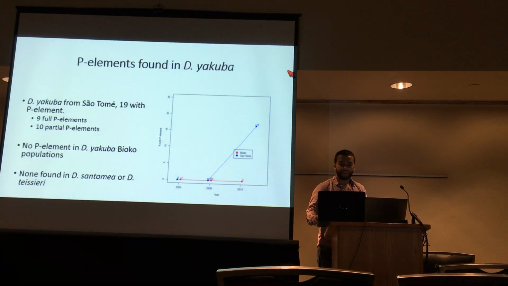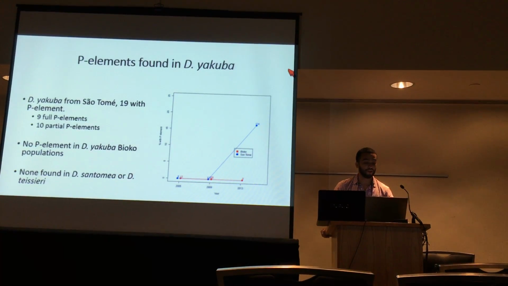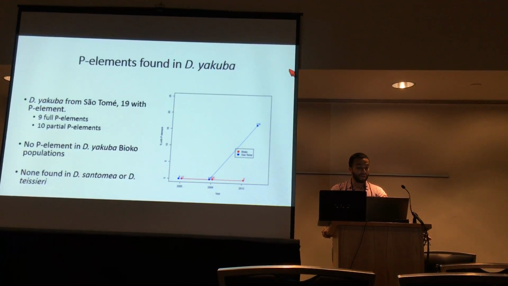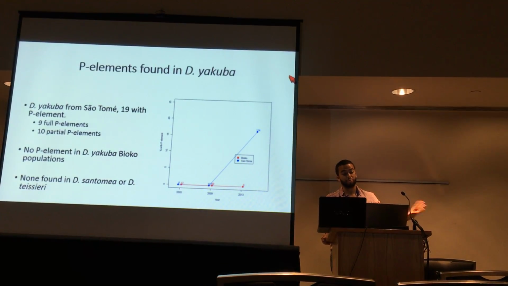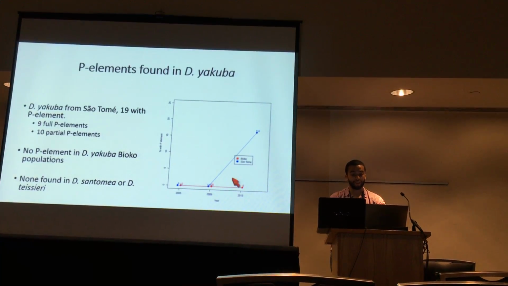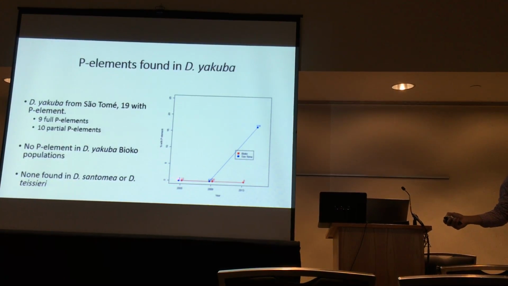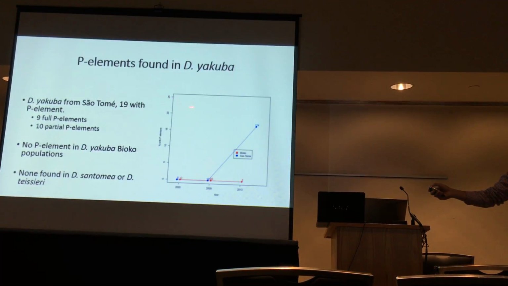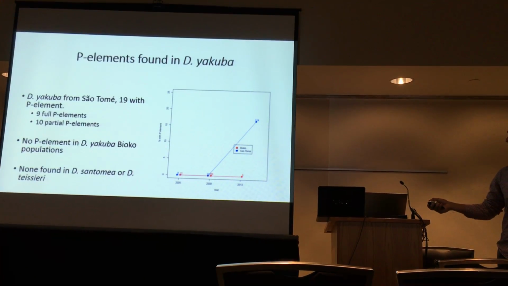So what I found was that there were P elements found specifically in Drosophila yakuba, only from São Tomé. So in the blue line, you can see my collections, and I started with 2005 because even in 2001 there were no elements anywhere. So from 2005 reaching to 2013, when it was collected from Bioko, you see that there is no increase at all in the frequency, and this is a percentage at 25%. See, there's no increase at all in the presence of P elements.